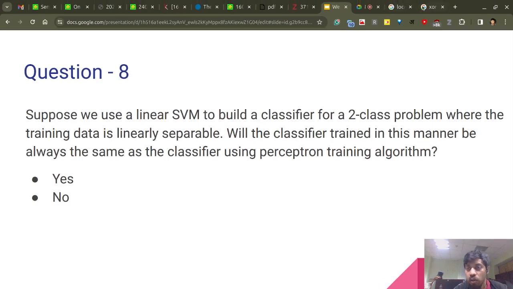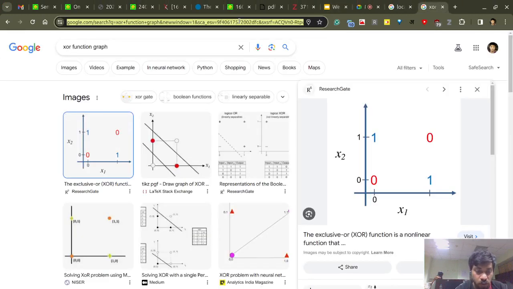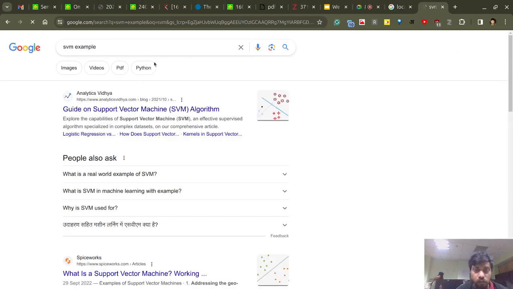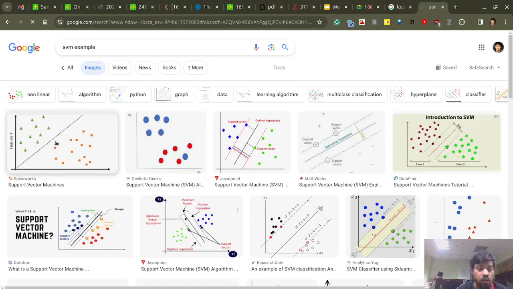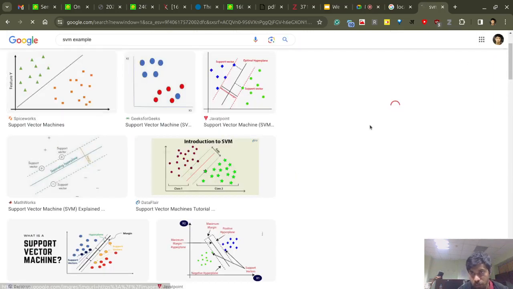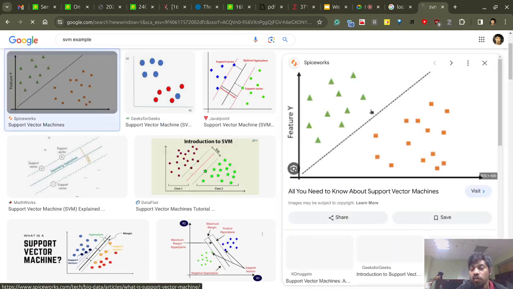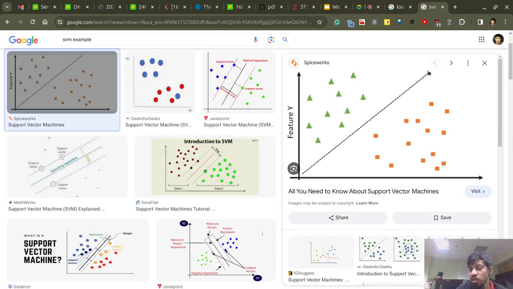Suppose I am showing something. Let's show a diagram. Okay, so suppose this is the SVM. This is the line we have obtained using SVM. The question is, suppose we are using the perceptron training algorithm, and the classes are linearly separable. Will the separating line be the same as this? What is the answer?